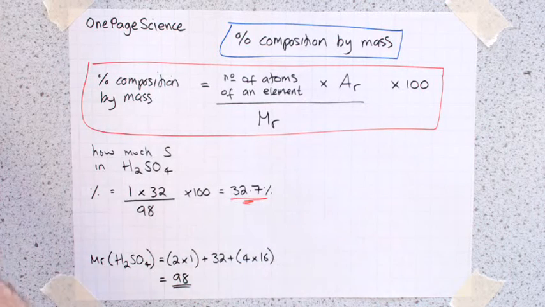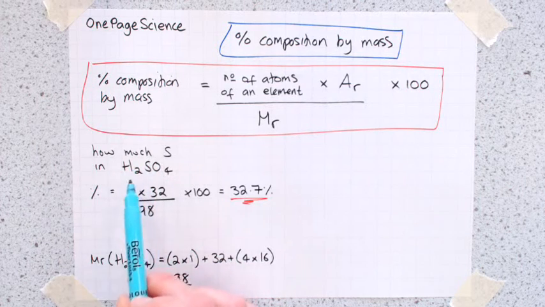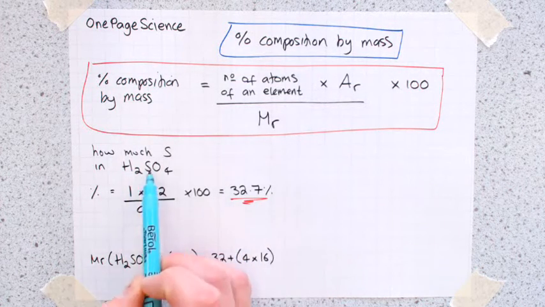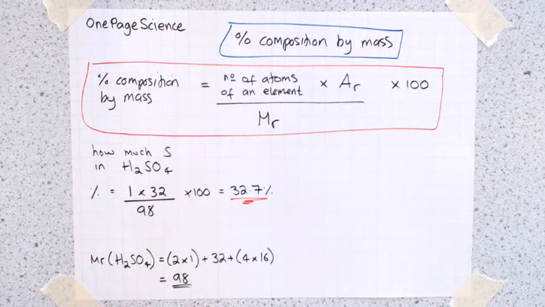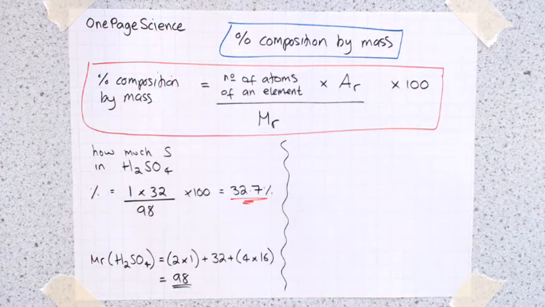So if you had 100 grams of sulfuric acid, H2SO4, then 32.7% of that by mass is due to the sulfur. And that's what you're working out when you do these equations. So let's try another example.